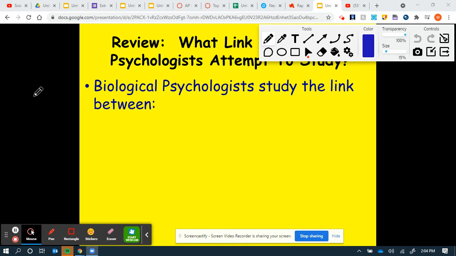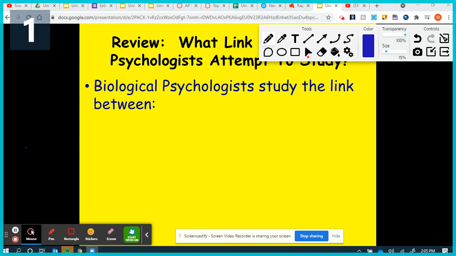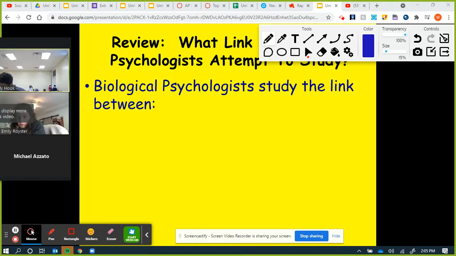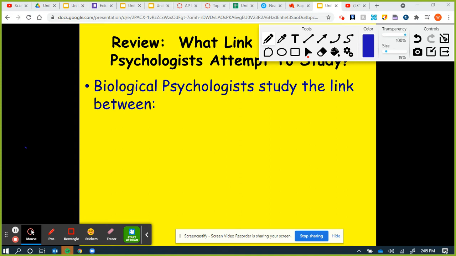All right, so biological basis of behavior. So obviously, oh, what the heck? Okay, so biological psychologists study the link between biology and behavior, whether it is genetics, whether it's neurotransmitters, and how neurotransmitters, hormones, all those different things, how do they... You're right, I am supposed to be screen sharing, and I'm not. Thank you, Landon. There we go.